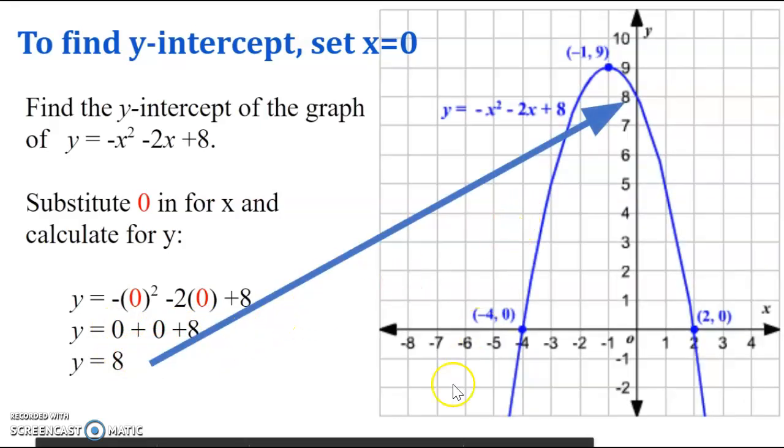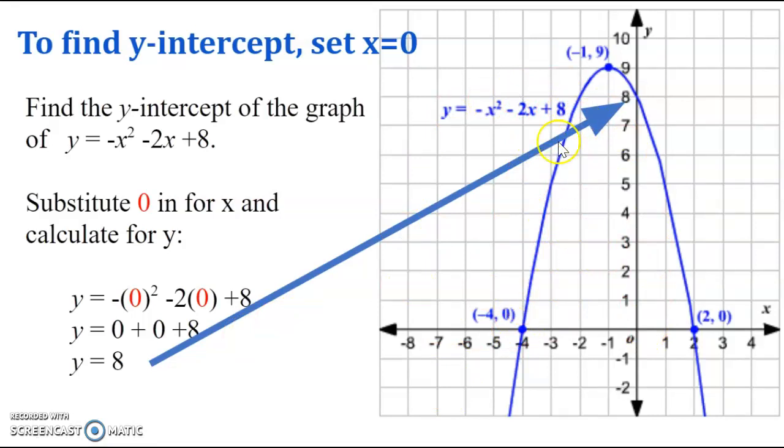Okay, and if I was to graph it, the blue is my graph. Where does it cross the y-axis? That's my y-intercept. That's at positive 8. That's the value that you get. Okay, so that means the coordinate of the y-intercept is going to be (0, 8).